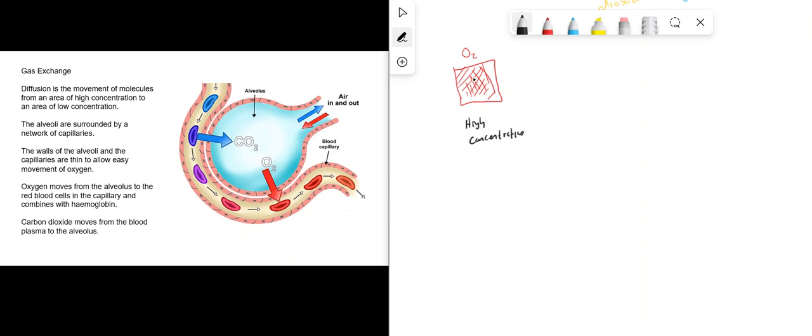Okay, so there's a lot of it that's all packed in together. And what's going to happen is these individual oxygen molecules will bump against each other, and they will move from an area of high concentration and spread out. They'll move into whatever space is available for them to move in. So this is like space. And this is an area of low concentration.